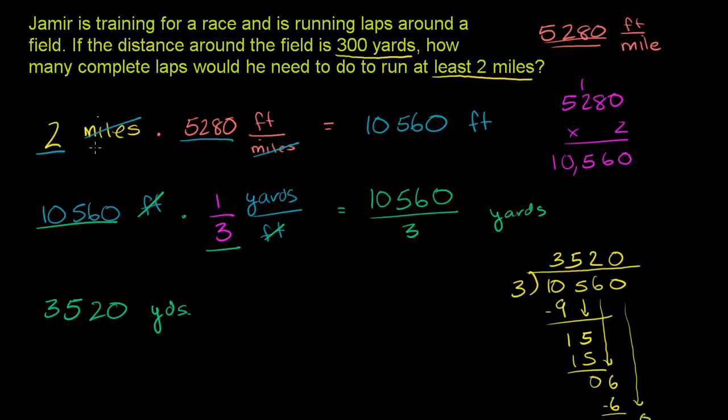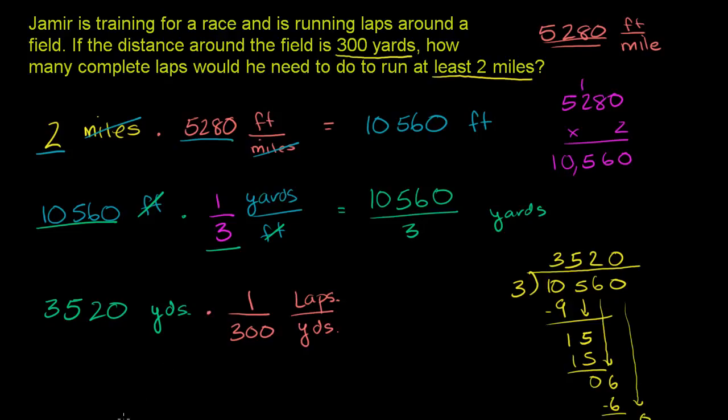Now, we want to figure out how many laps there are. We want this in terms of laps, not in terms of yards. So we want the yards to cancel out, and we want laps in the numerator, right? Because then when you multiply, the yards will cancel out, and we'll just be left with laps. Now, how many laps are there per yard or yards per lap? Well, they say the distance around the field is 300 yards. So we have 300 yards for every 1 lap.